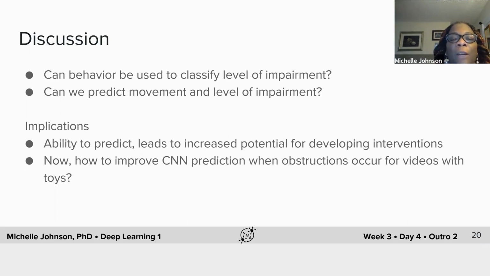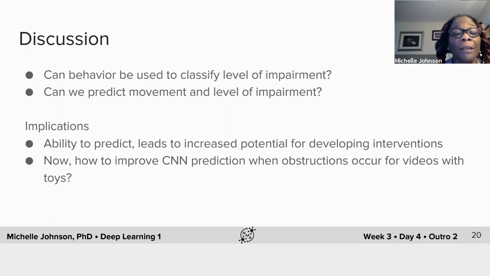We clearly were able to separate out the extremes, but the algorithm needed some work in terms of low and middle risk infants. So the implication going forward is that we're able to possibly develop interventions that automatically stratify infants, and that we need to improve our CNN prediction when obstructions occur in the video, which is our next step.